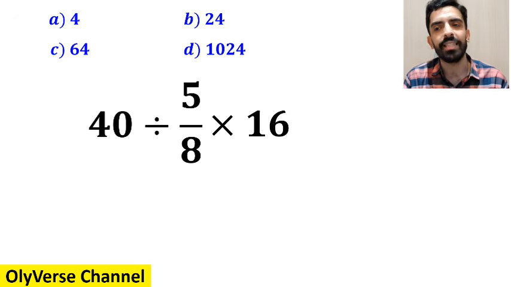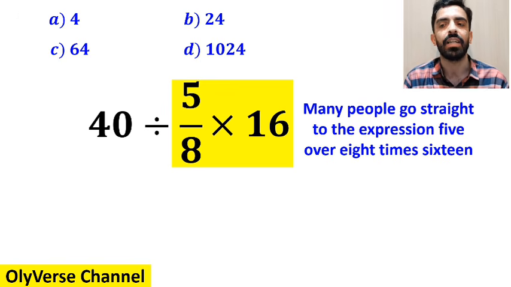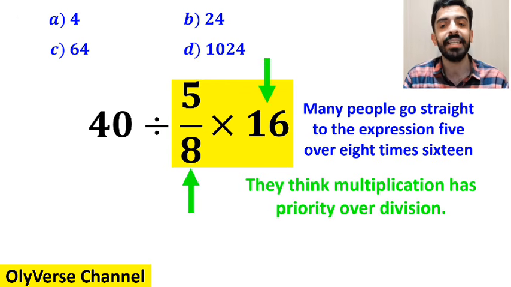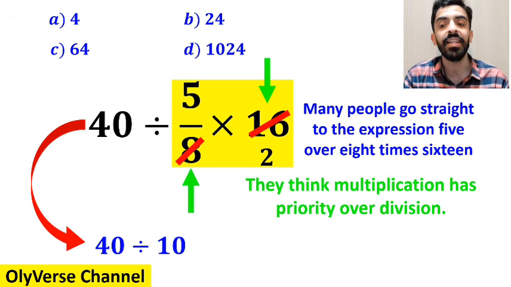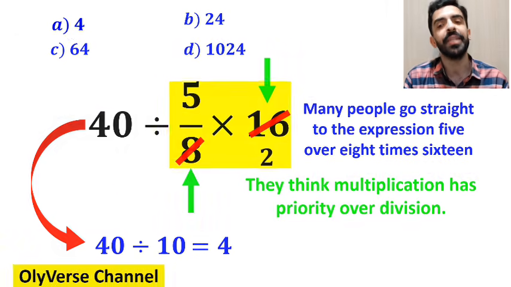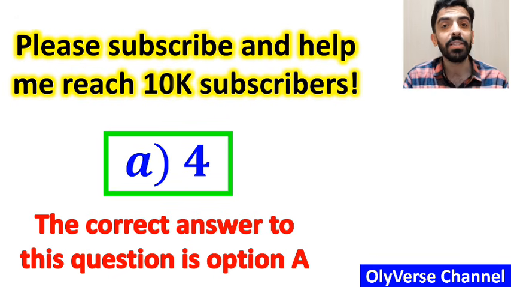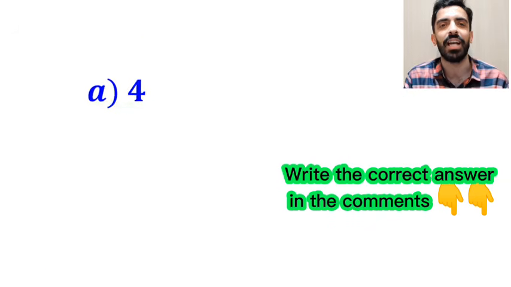At the beginning of solving this question, many people go straight to the expression 5 over 8 multiplied by 16, which I have highlighted in yellow, because they think multiplication has priority over division. And they say it's easy to simplify 16 with the 8 in the denominator and write this expression as 40 divided by 10, which finally gives them the answer 4. Then, without any hesitation, they immediately say that the correct answer to this question is option A. But I have to say we were tricked and it's not the correct answer to this question.